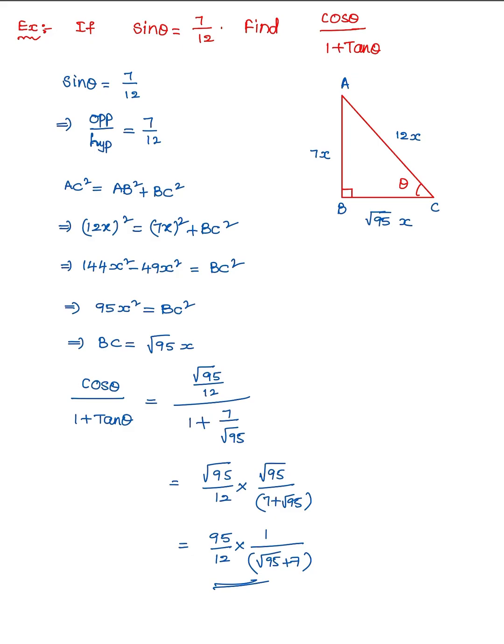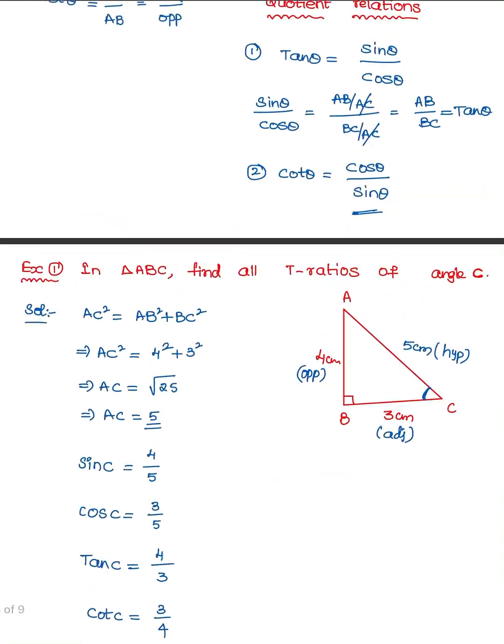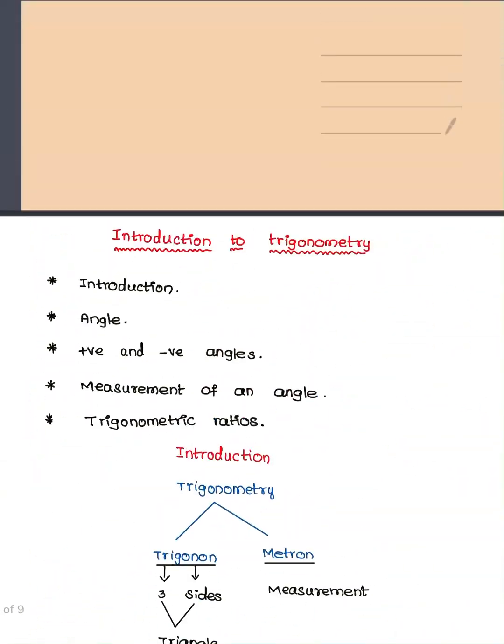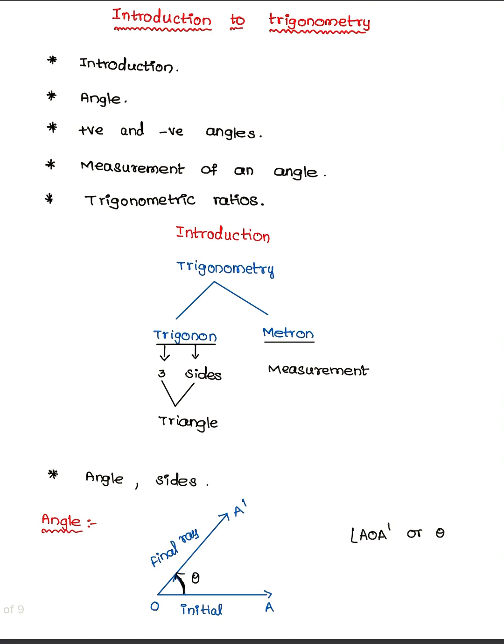Okay, so hope you understood all these concepts. The introduction part: what is an angle, positive and negative angles, measurement of an angle, trigonometric ratios, and a few problems, whichever types of problems you get in this. So I discussed all the types of problems also. Hope you understood. Thank you all.